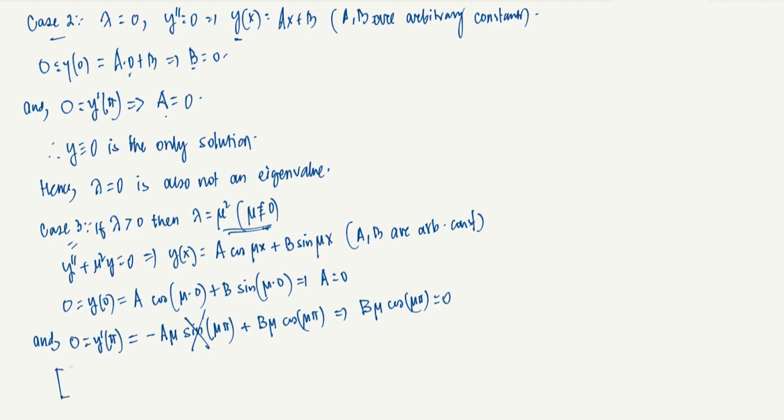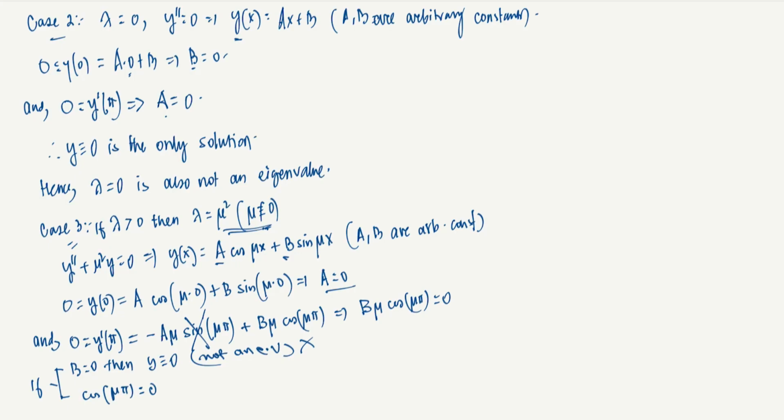There are two cases here. B is 0. If B is 0, then what happens? Y has to be equivalent to 0, because A is 0, and if B is 0, then y becomes 0. Not interesting. So not an eigenvalue in this case. We will not get involved with that. So our only case is when cosine mu pi is going to be 0.